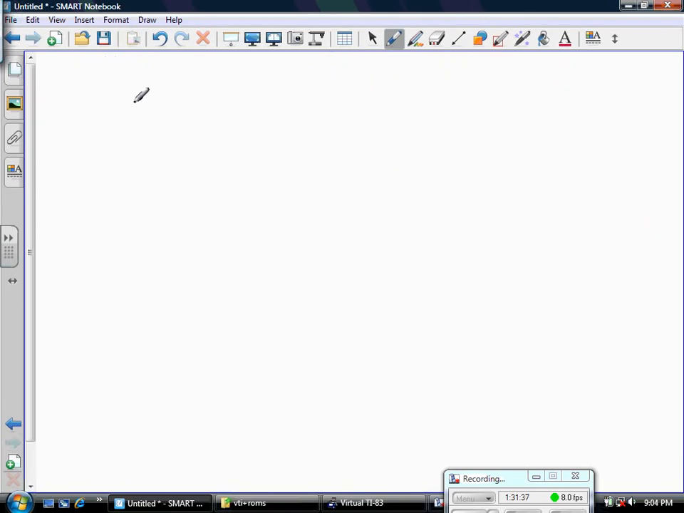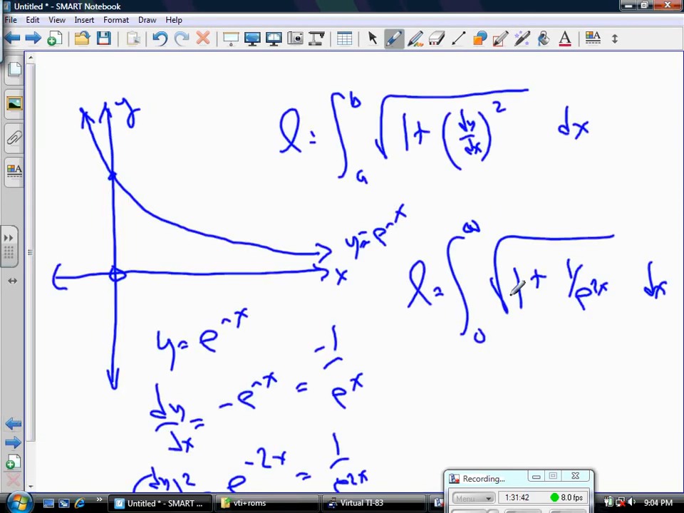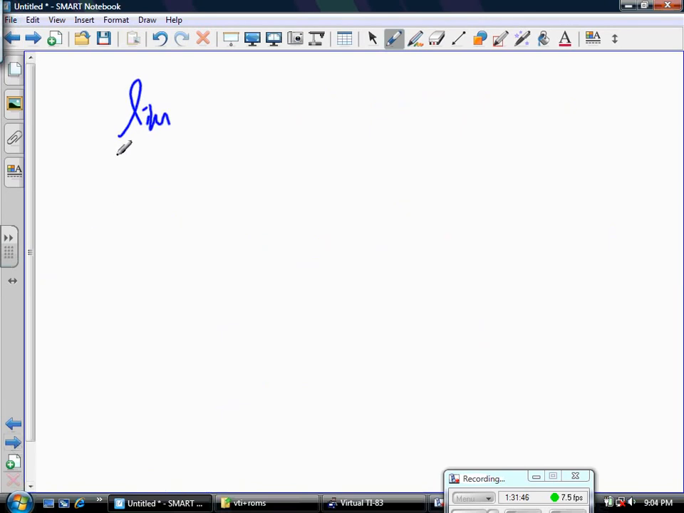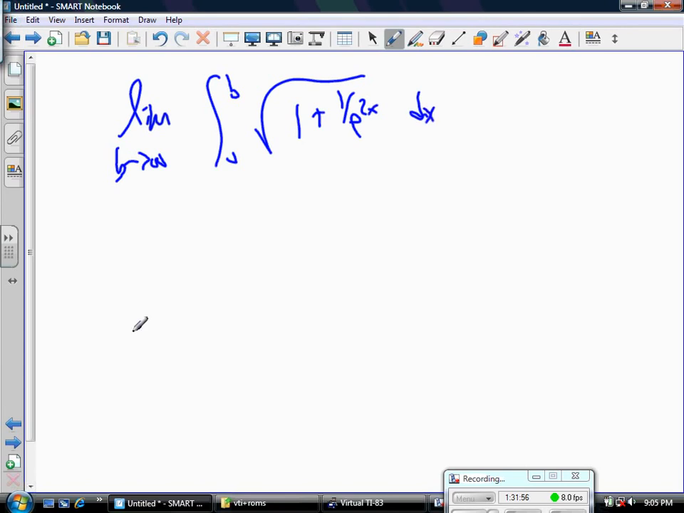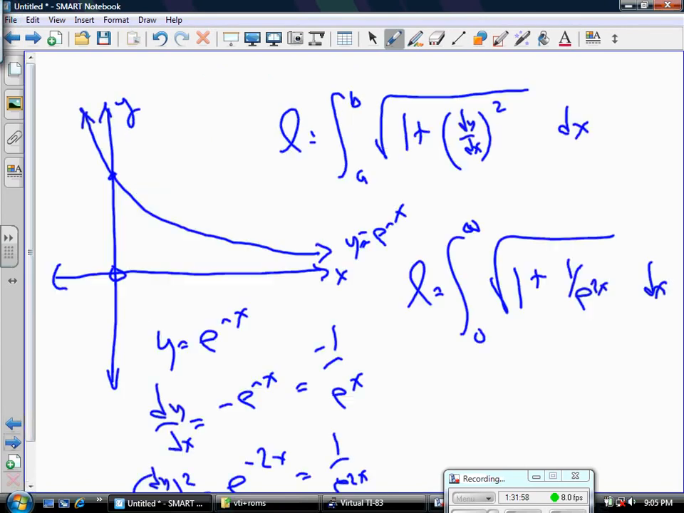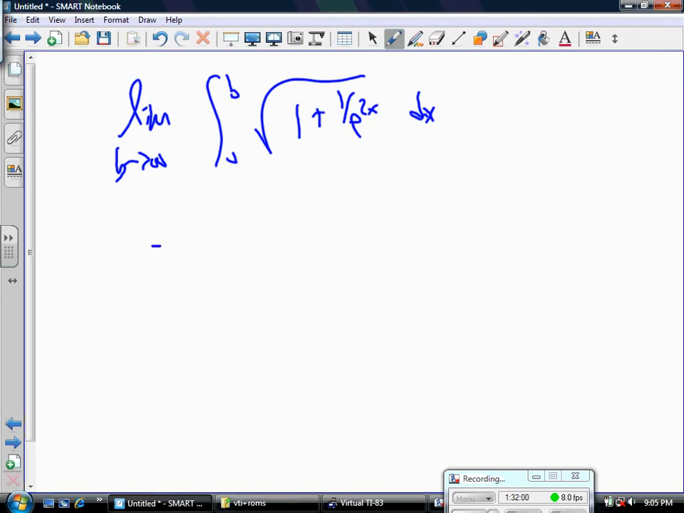All right, I want to evaluate the limit. Now you tell me, what kind? A, B, or C? B, right? As b goes to infinity of the integral from 0 to b of the square root of 1 plus 1 over e to the 2x dx, wasn't it? That's what it was, right? Yes, it was. Okay. So what you do is you make a little table for bigger and bigger values of b, bigger than 0. So let's say 1, 10, 100.